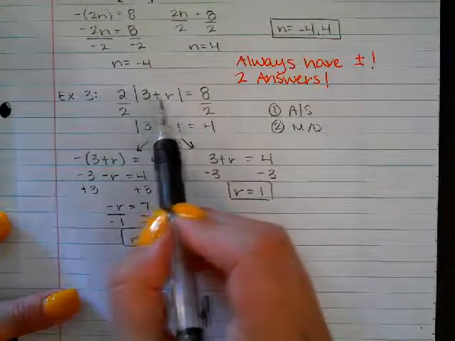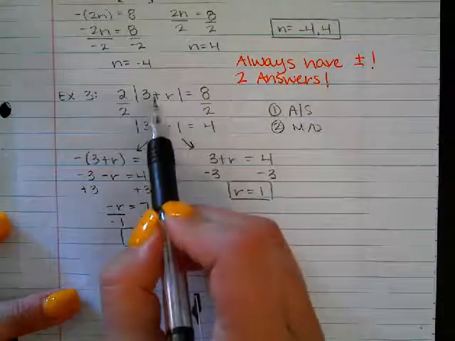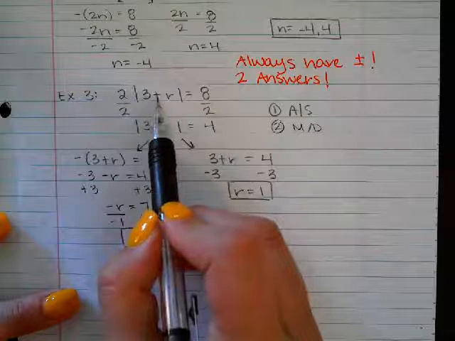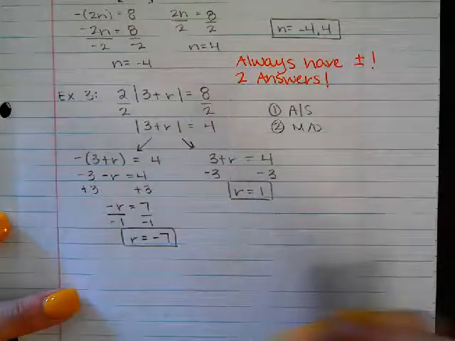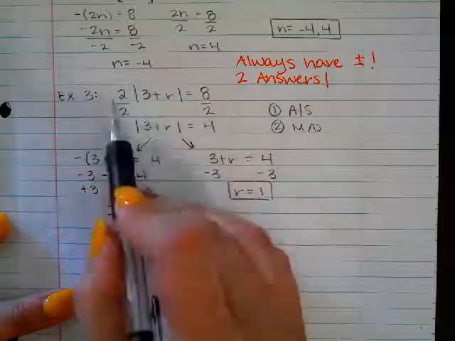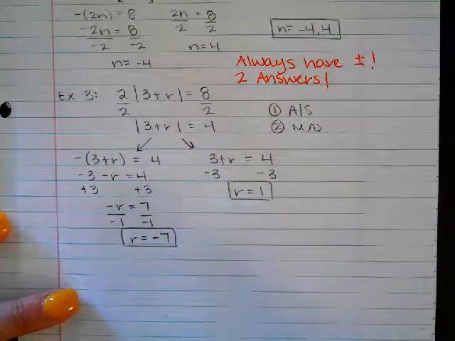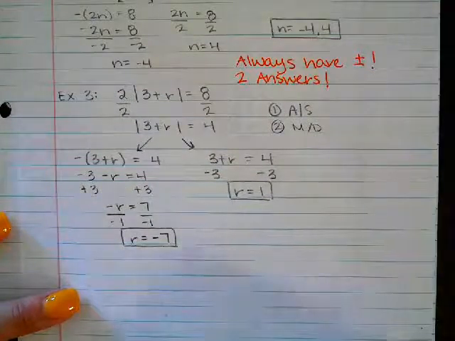3 plus negative 7 is negative 4. The absolute value of that is a positive 4. 2 times 4 is 8. Plug in a 1. 3 plus 1 is 4. 2 times 4 is 8. All right. Let's try another problem.